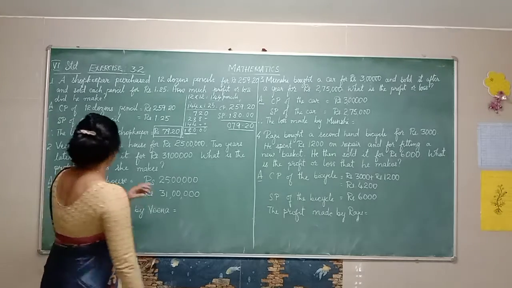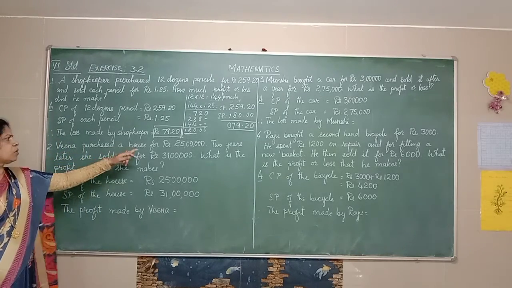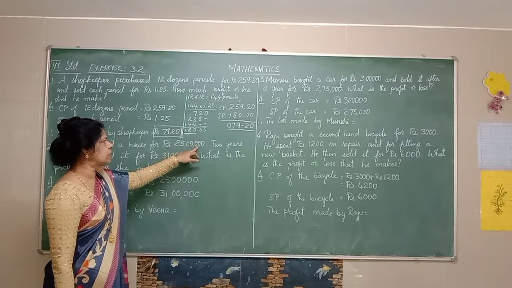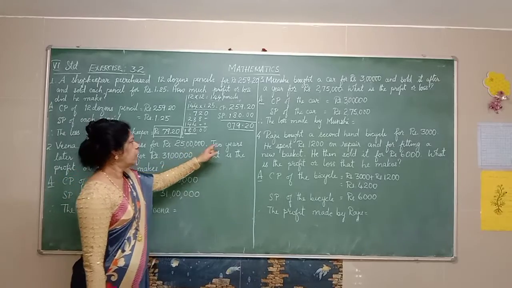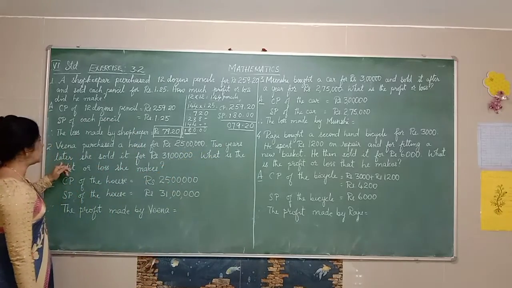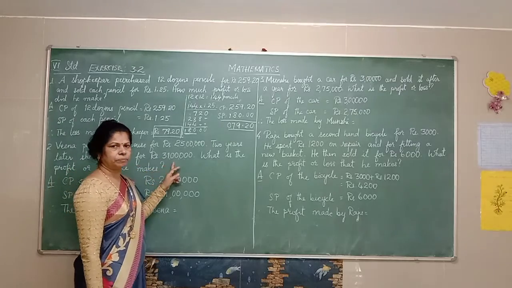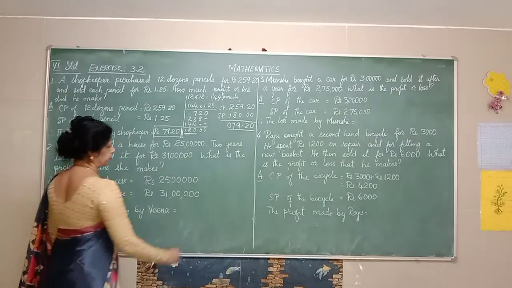Now let us go for the next one. We purchased a house for rupees 25 lakh. It is 25 lakh. Two years later, she sold it for rupees 31 lakh. What is the profit or loss she makes?